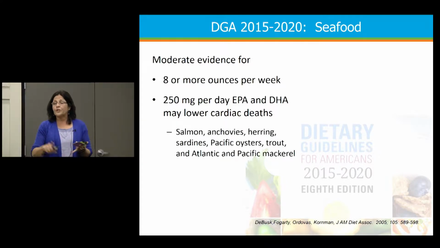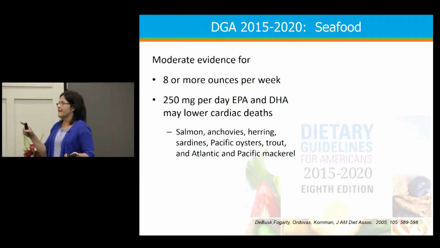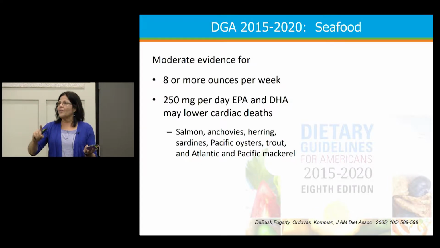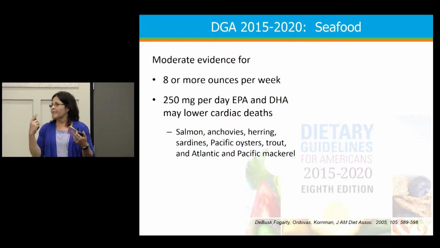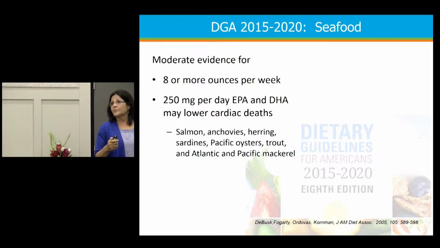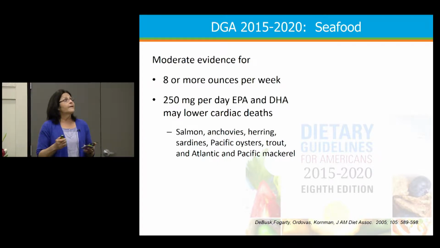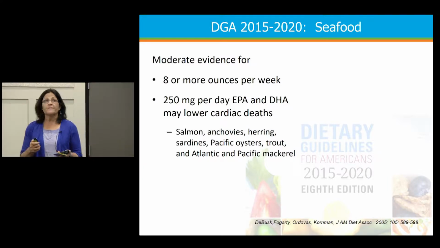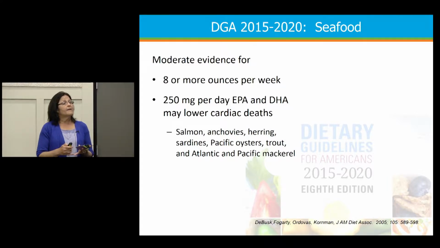With seafood. So remember how I said they graded the evidence in this evidence-based type of journey? And so the moderate evidence is what they came up with for the seafood intake. So that's pretty good. It's not the best, but as far as the studies are going now, we'll stick with the moderate evidence. So 8 or more ounces a week, so that's really about 2 servings a week. And that should be equivalent to about 250 milligrams of DHA and EPA, and that may lower cardiac deaths.